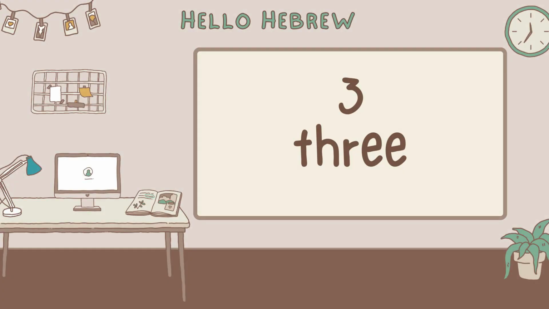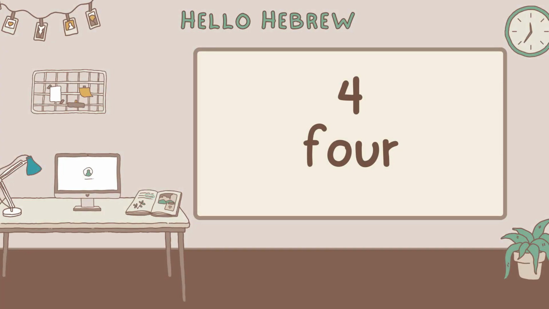Here's how to say it. 3. First, just listen, say. שלוש. Now listen, then repeat. Remember to speak aloud. שלוש. Say 3. Once again, שלוש. Okay.